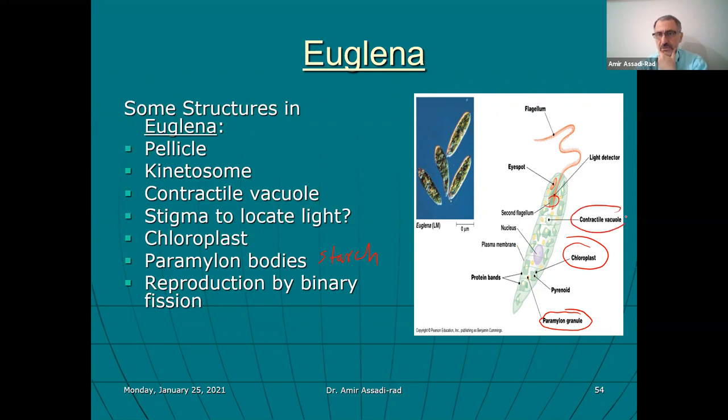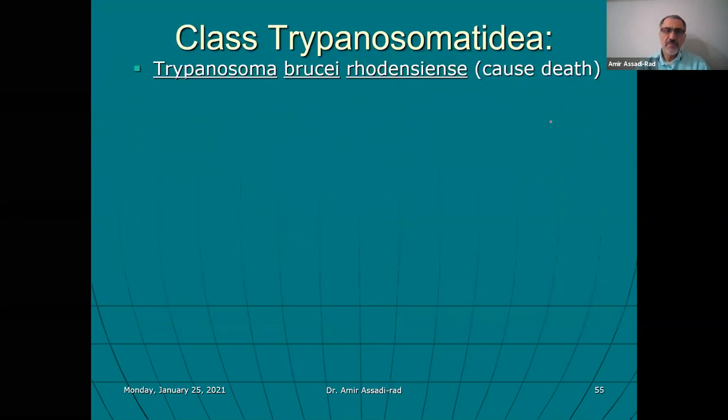They do have a contractile vacuole. They have a light detector. The pellicle is a protein coat outside of the animal right here. Kinetosomes are at the base of the flagellum. They have DNA, and again, they're under intensive research. So the function really, we don't know. I guess I used to know it when I was in college, but I'm forgetting now.